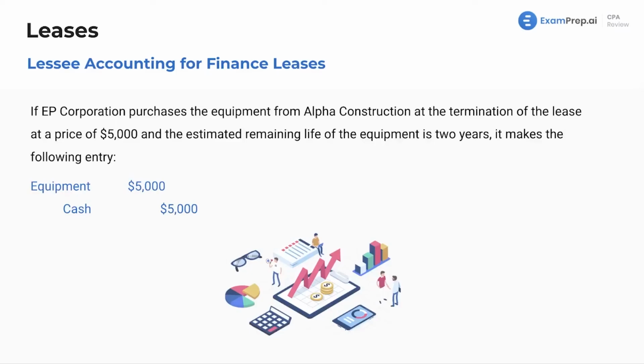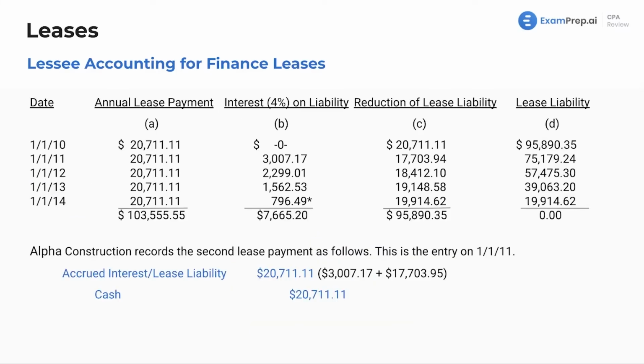All right. So, I would say that is a good taste as to what you're going to have for your journal entries, for your accounting for finance leases. I'll call them finance or financing leases. The official term is finance lease, but I call them financing leases because you are essentially financing something.